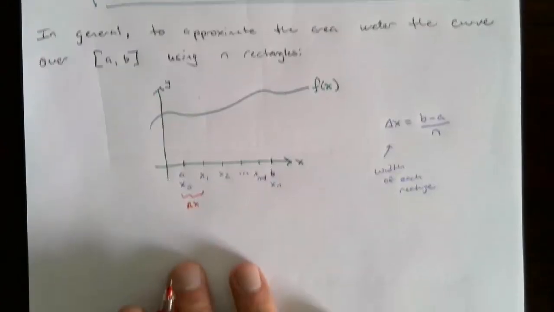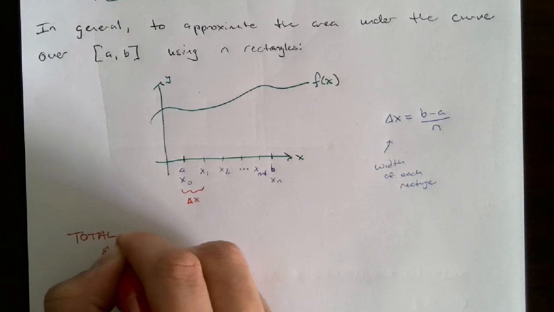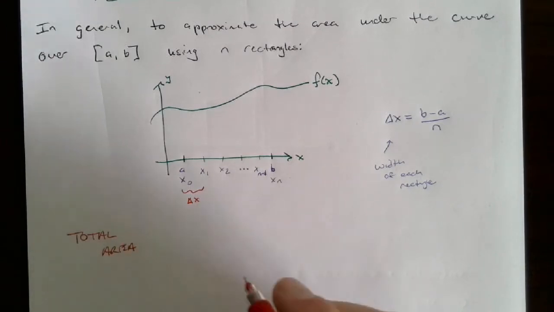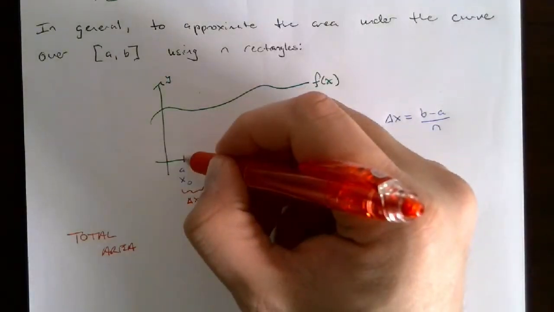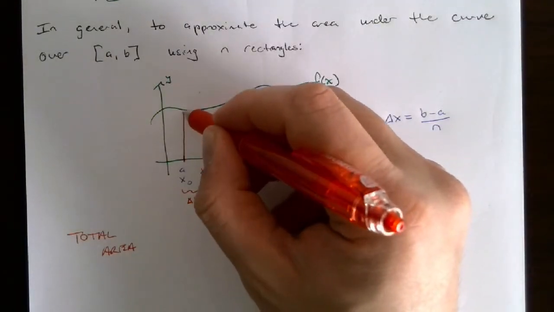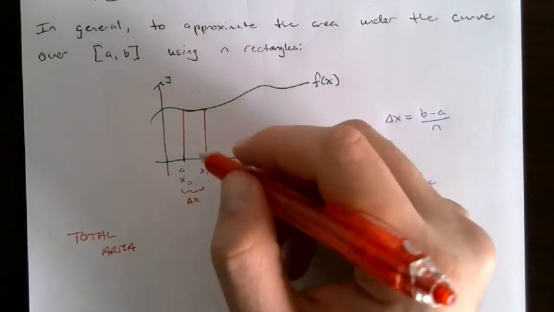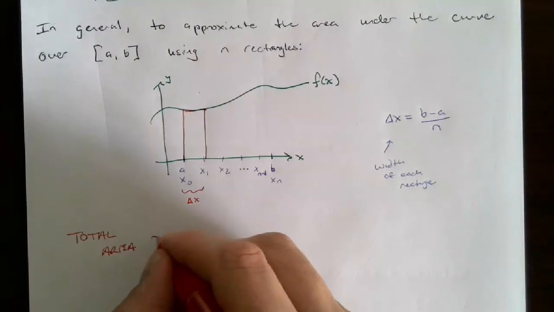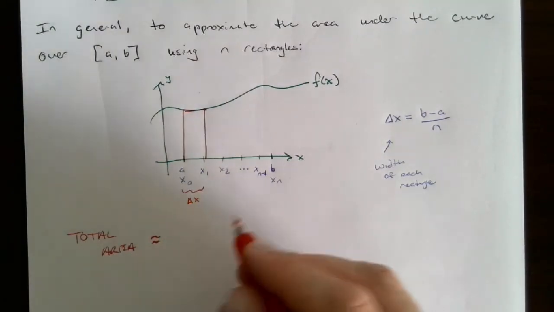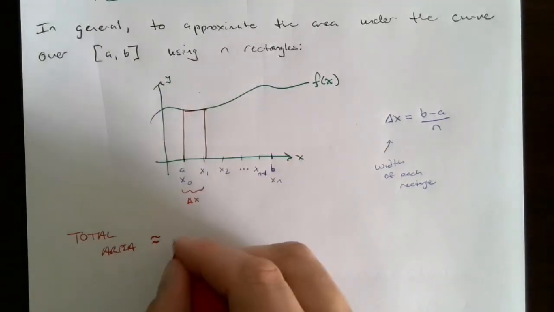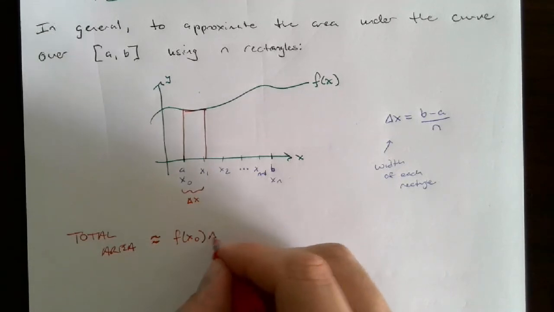Then to find the total area, using the left-hand sum, what you would really do is, remember, start on your left endpoint, and you're going to go up and then right angle over and then down. And you want the area of that rectangle. Well, the total area is going to be approximately, we'll use a squiggly equal sign for approximately, f of x0 times the width, which is delta x.